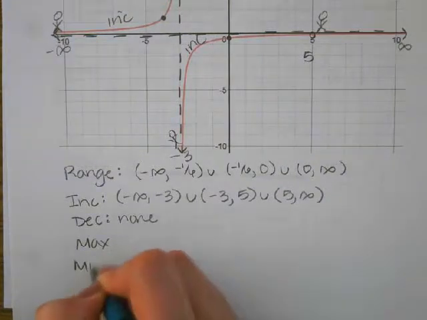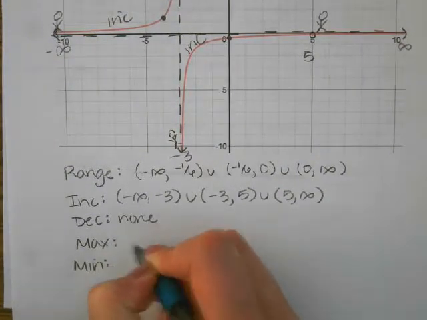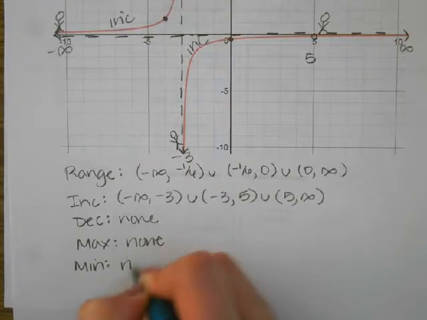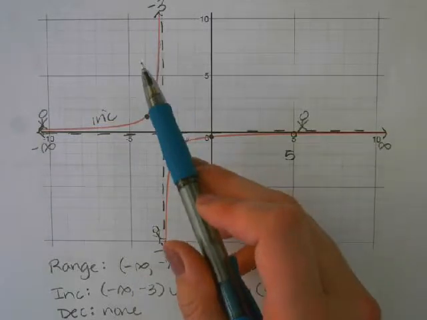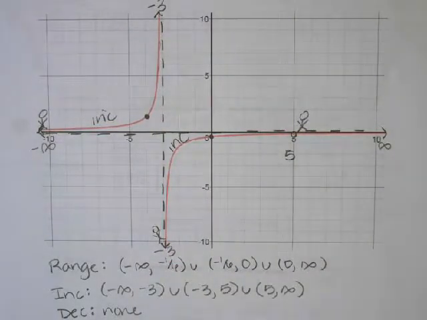Wait, why none? There's no mountaintop, there's no valley. So for it to be a mountaintop or a valley, it has to go up and then come down, or go down and then come up. And ours don't do that; it just goes up. It doesn't switch.